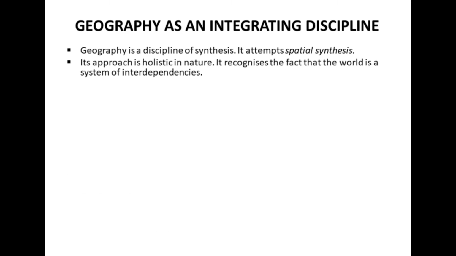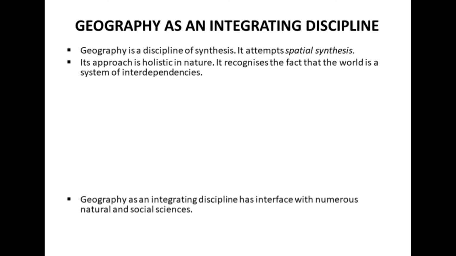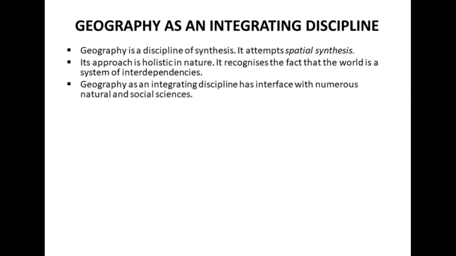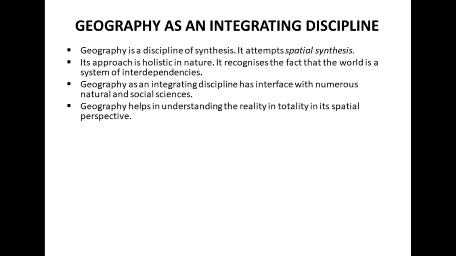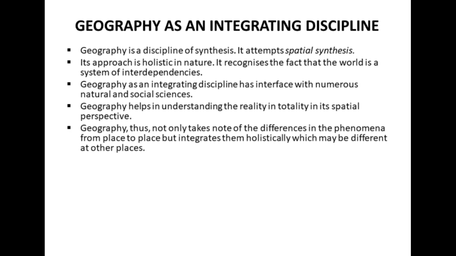Its approach is holistic in nature. It recognizes that the world is a system of interdependence. Geography as an integrating discipline has interface with numerous natural and social sciences. Geography helps in understanding the reality in totality in its spatial perspective. Geography thus not only takes note of the differences in the phenomena from place to place but integrates them holistically, which may be different at other places.